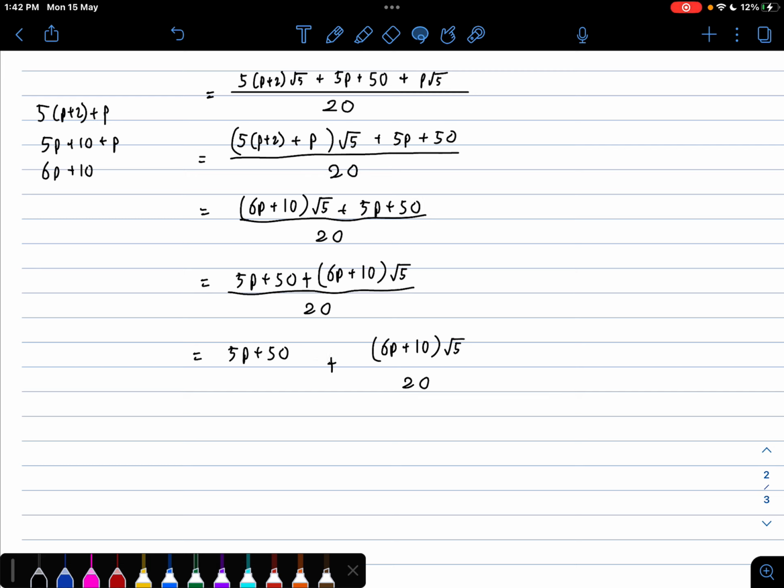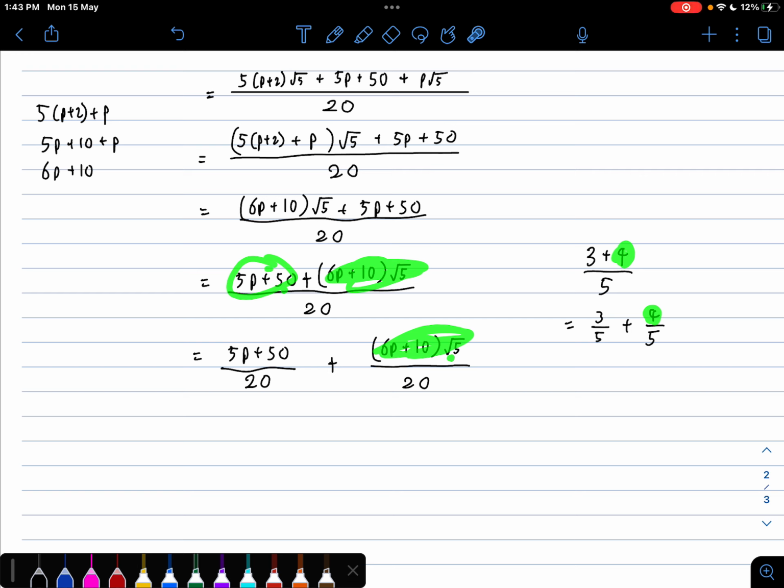I am essentially splitting the fraction into two pieces: the rational part and the irrational part. It's a bit like, imagine you have 3 plus 4 over 5. It's exactly the same as 3 over 5 plus 4 over 5. The numerator can split into two numerators of two separate fractions. When you add fractions, you have to combine into one single fraction with a single denominator, but now we're just working backwards. The 3 is acting like the 5p plus 50. The 4 here is acting like the 6p plus 10 root 5.